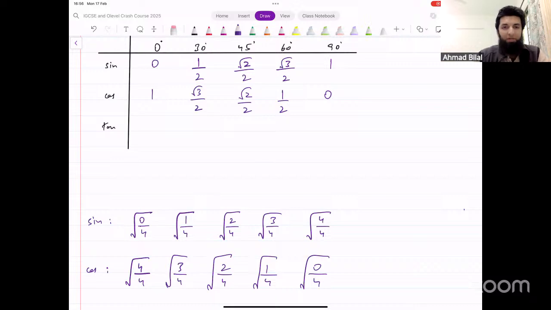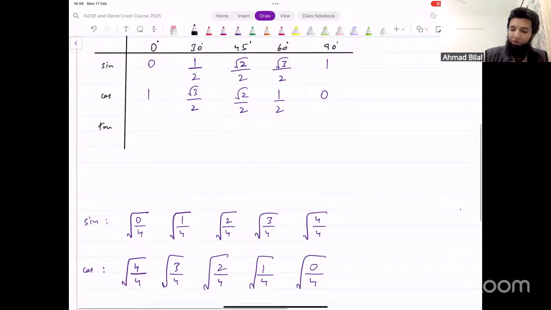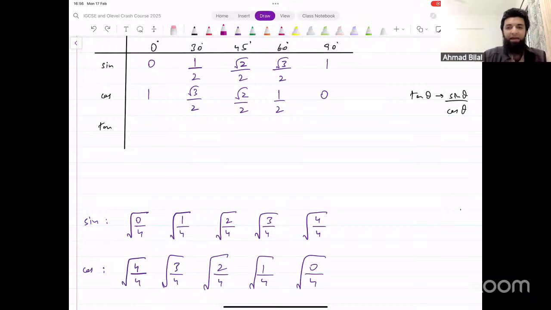And then what about tan? For tan, you can remember this. Tan of theta is the same thing as sine theta over cos theta. So whatever the sine value and whatever the cos value is, you divide one by the other. So you say 0 over 1. 0 divided by anything is 0, so you get 0 here. Then 1 over 2 divided by square root of 3 over 2. Now let's try that.